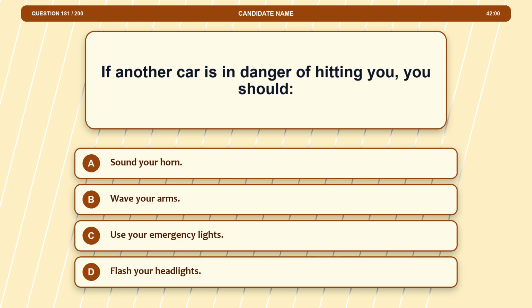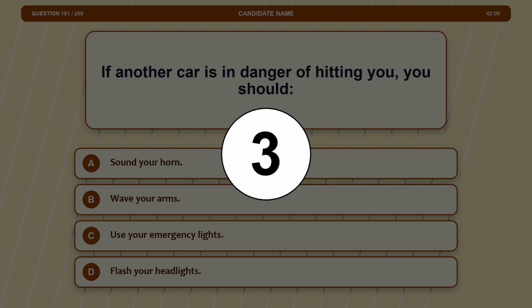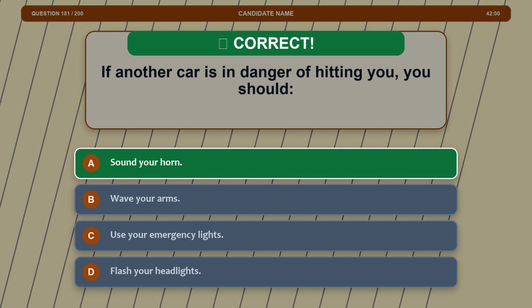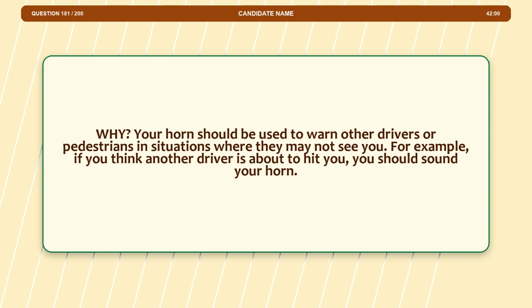Question 181. If another car is in danger of hitting you, you should Option A, sound your horn. Option B, wave your arms. Option C, use your emergency lights. Option D, flash your headlights. The correct answer is option A, sound your horn. Explanation. Your horn should be used to warn other drivers or pedestrians in situations where they may not see you. For example, if you think another driver is about to hit you, you should sound your horn.